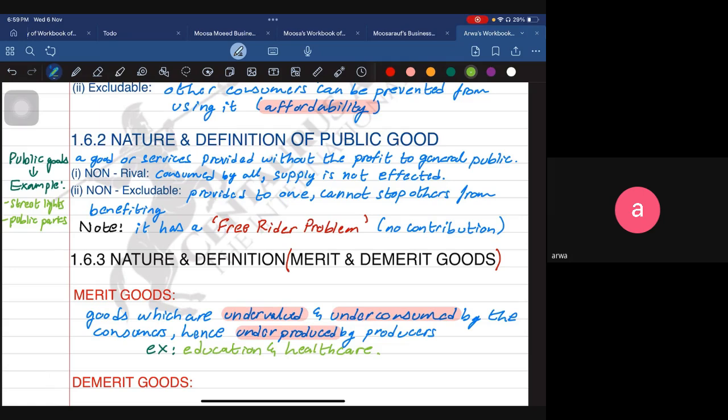And also, in some areas, if this merit good can be provided by a private sector, it's because of affordability that many people will underconsume if they cannot afford it. So it gets undervalued and underconsumed, and the producers see that it's not generating as much profit, it doesn't have that much value in the market, so why should we produce it, because they might go at a loss. So they will start to underproduce it. So it means that the private sector is producing the merit goods, but only for those who can afford to buy.